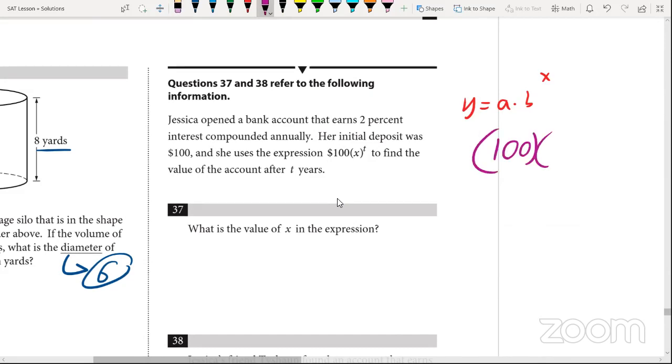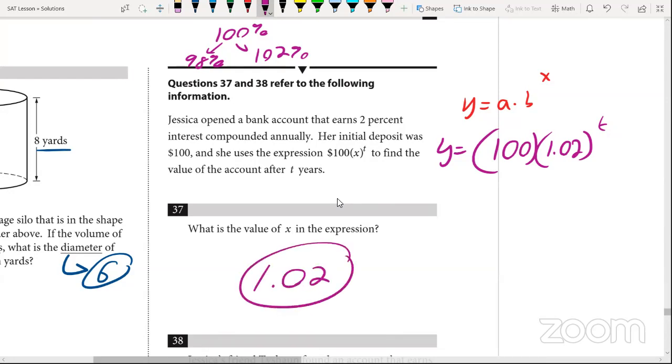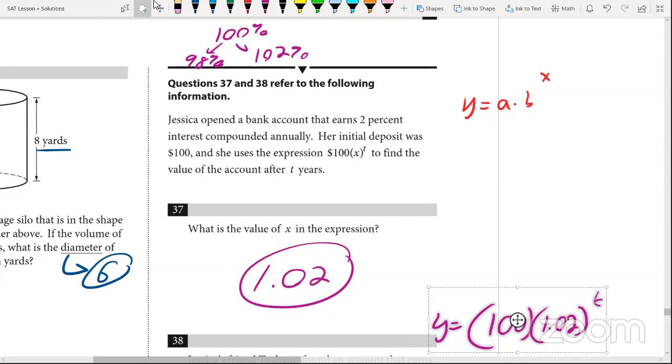And it's earning 2%. We've talked about this a lot. When you add 2%, it goes to 102%. Percents always start at 100. Take away 2%, it takes you to 98%. So earning 2% is 102%, which is the same as 1.02. And it happens t number of years. So this is our exponential equation, 100 times 1.02 to the t. And what's the value of x? 1.02, like we said. We're going to use this equation on number 38 as well.